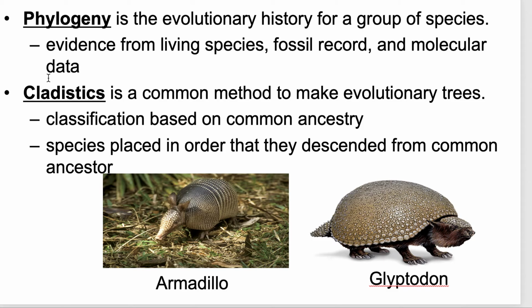Phylogeny is the evolutionary history for a group of species, and it's using evidence from living fossils, the fossil record, and molecular data as well. Cladistics is a common method to make evolutionary trees, and it's classification based on common ancestry, and a species is placed in order that it descended from a common ancestor. So, like this armadillo descended from this guy over here. Right, you can kind of see the resemblance.